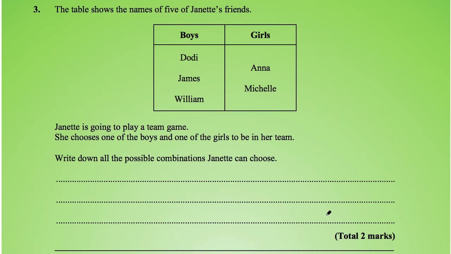Question 3. The table shows the names of 5 of Jeanette's friends. Jeanette is going to play a team game. She chooses one of the boys and one of the girls to be in her team. Write down all the possible combinations Jeanette can choose.